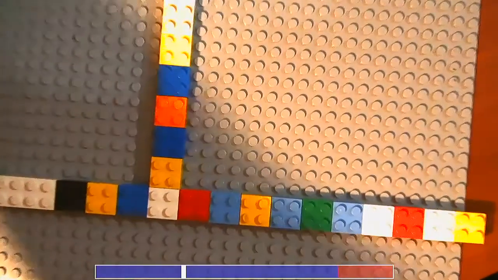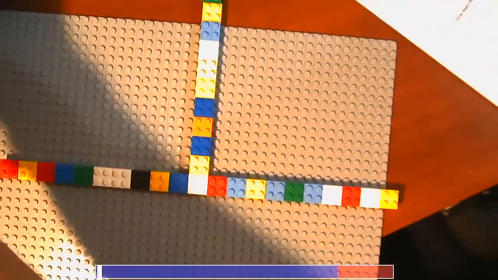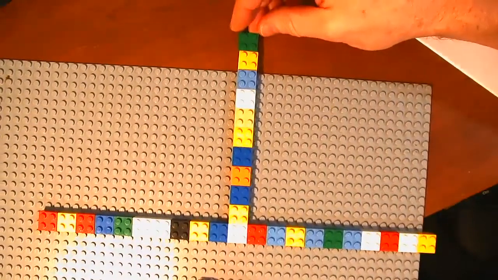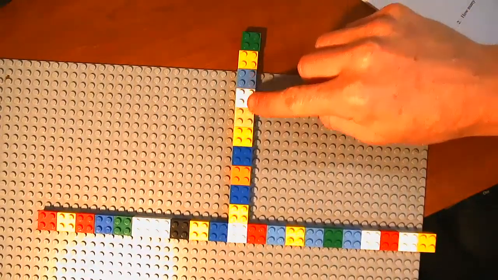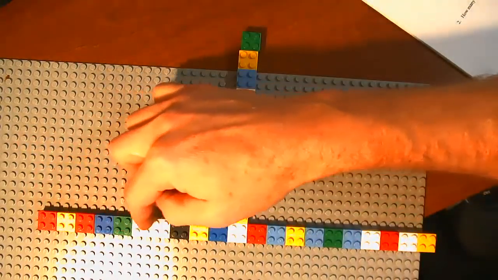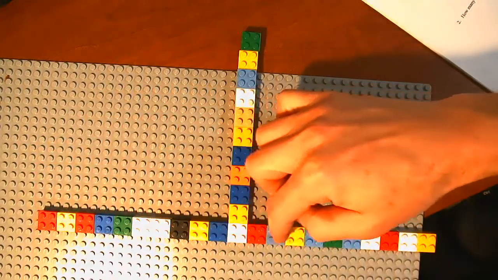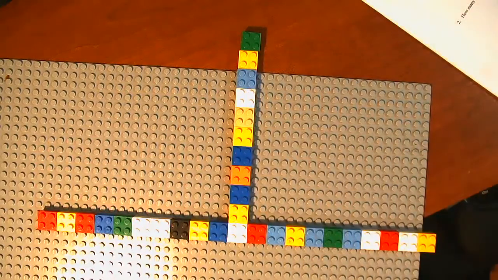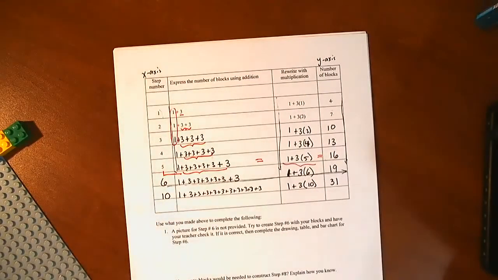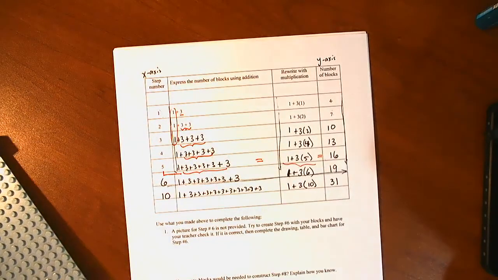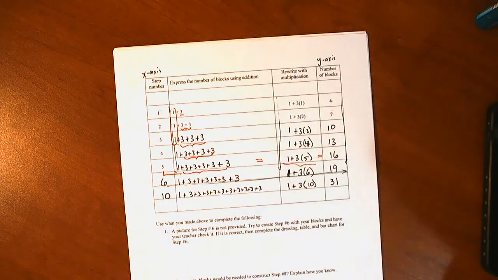So let me zoom out so you can see all of my blocks. Let's count them up to make sure that it is the right answer. So 1, 2, 3, 4, 5, 6, 7, 8, 9, 10, 11, 12, 13, 14, 15, 16, 17, 18, 19, 20, 21, 22, 23, 24, 25, 26, 27, 28, 29, 30, 31. So that works. So we've got it in blocks and we've got it in the table and everything is good and fine and wonderful. Okay, so this is the basic idea of using the table to describe a pattern that we have in the blocks. Right?